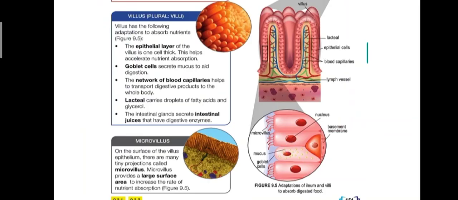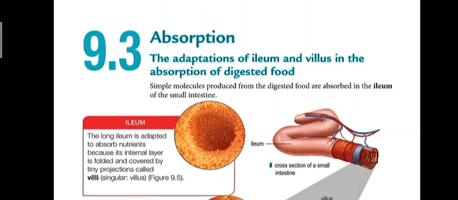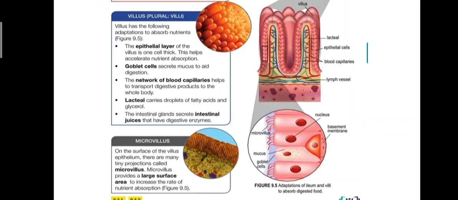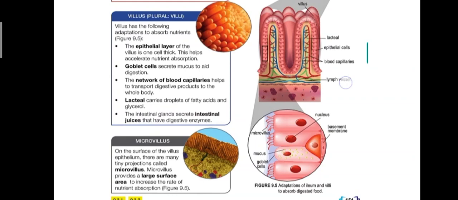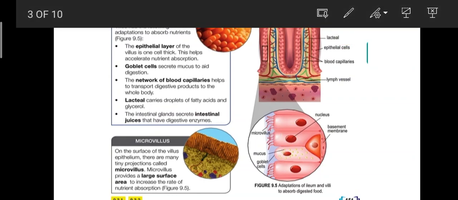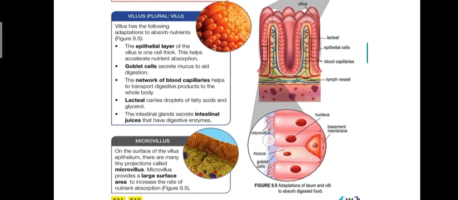Okay, this is the ileum. It is long, its internal layer is folded, and it is covered by villi. And this is the villus, or villi in plural. So here we have the epithelial cell, blood capillary, lacteal, and lymph vessel. This one is the microvillus, to increase the surface area and to increase the rate of absorption.